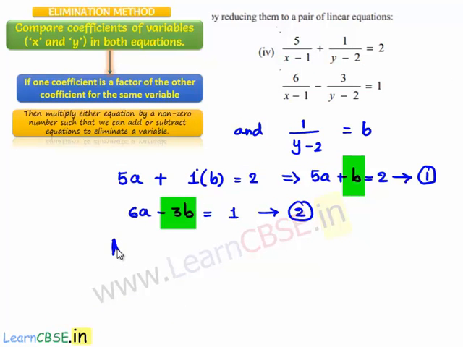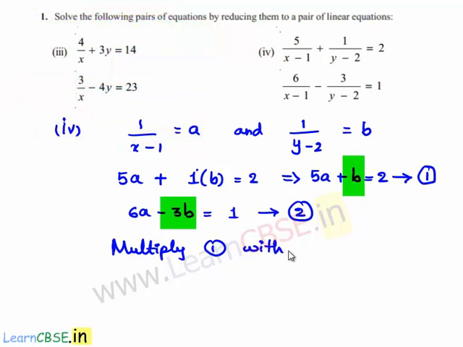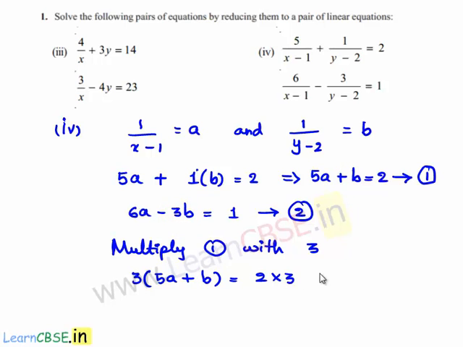Now multiply equation 1 with 3. We get 3 times 5a plus b is equal to 2 times 3, which is nothing but 15a plus 3b is equal to 6. Name this equation as the third equation.